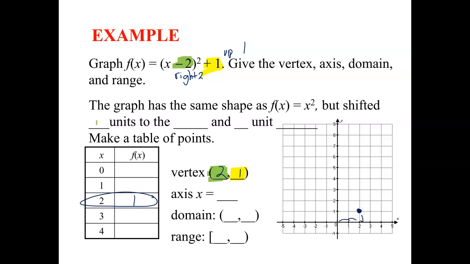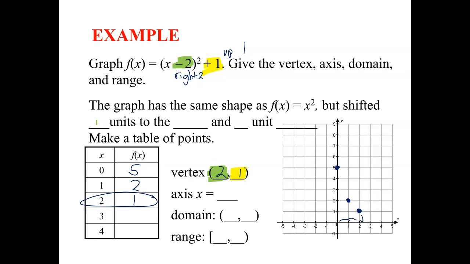-2. Square it. Add 1. So I have 0, 5. If I take 1 and I subtract 2, what do I get? Square it. Add 1. So I get 2. So I get the point 0, 5 and 1, 2.